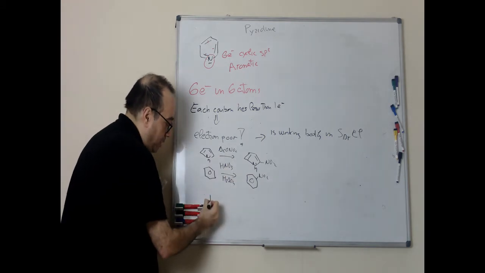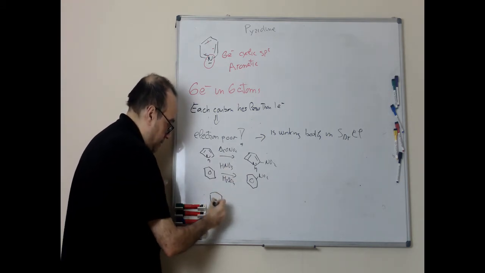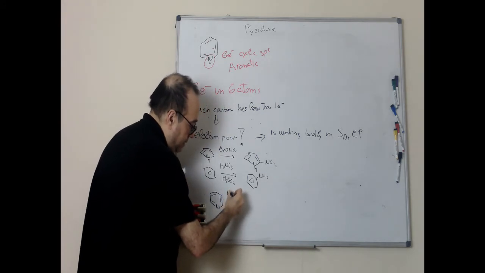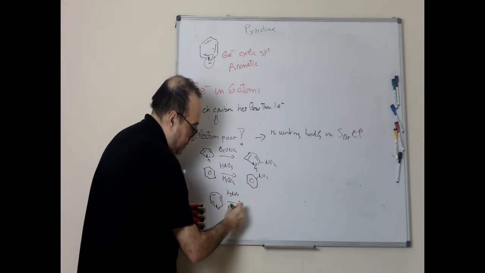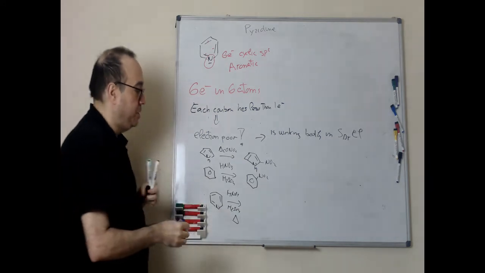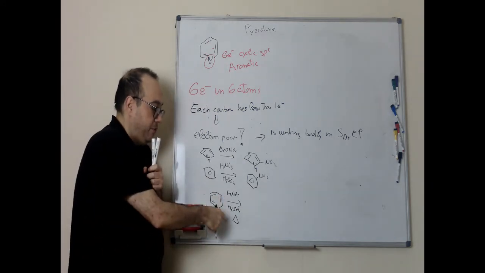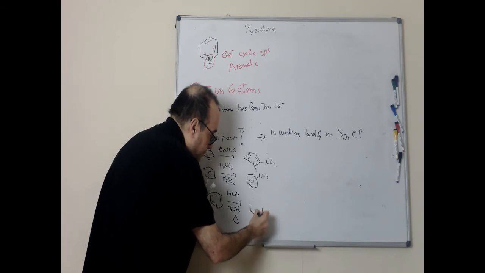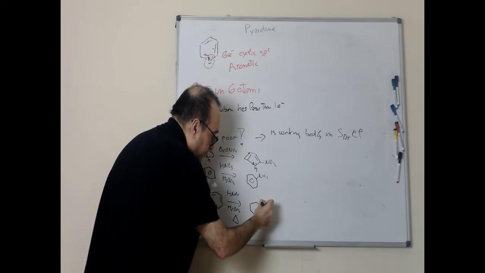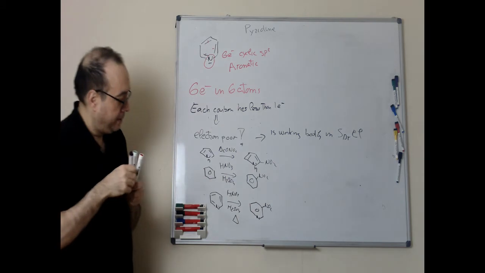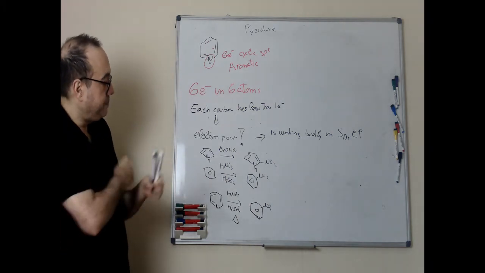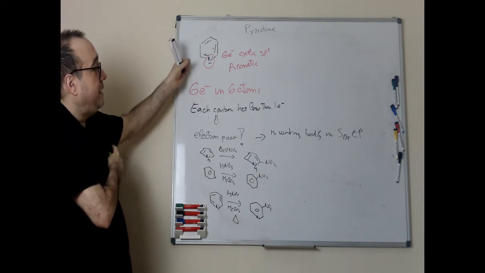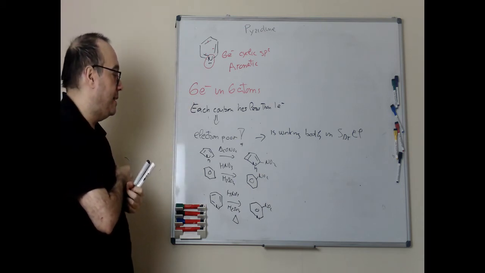With pyridine, what we will need is a stronger condition. I mean, we will need nitric acid, sulfuric acid, and heating, and we will get the product, okay. That means it's very difficult to do electrophilic aromatic substitution in the pyridine.